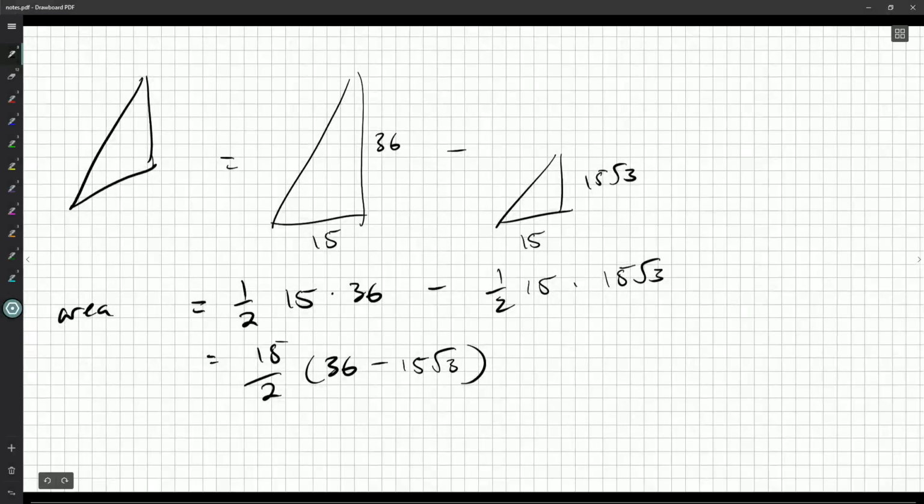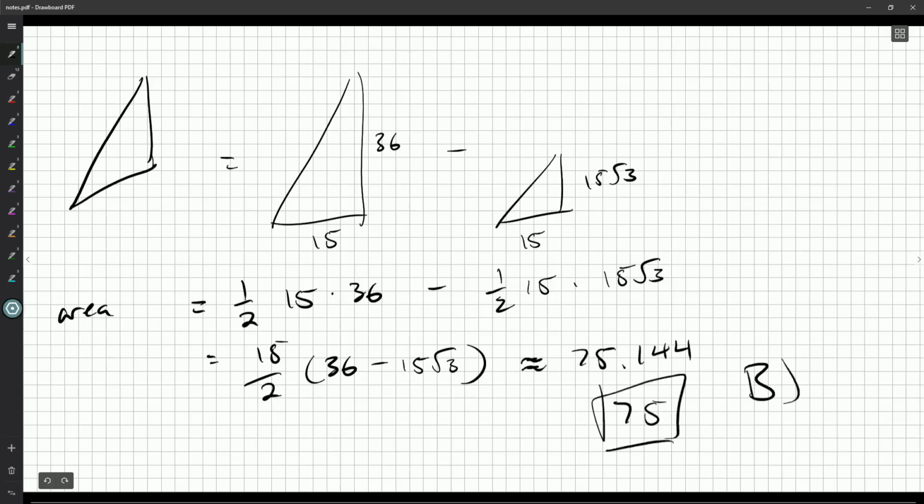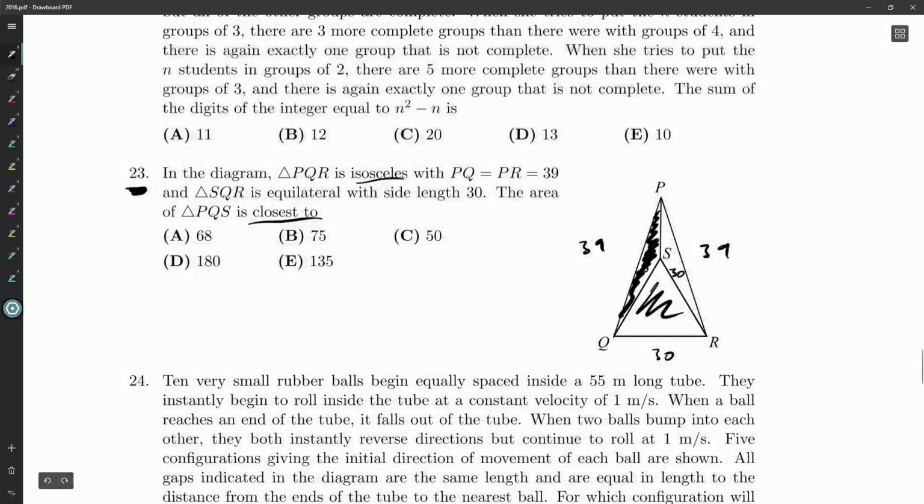But we get about 10.01, multiply that by 15, that's 150.2. And divide that by 2, we should get something that's approximately 75.144, and that's closest to 75. So 75 is going to be our answer. I think I saw that was in the middle at the top, so B, absolutely it is.